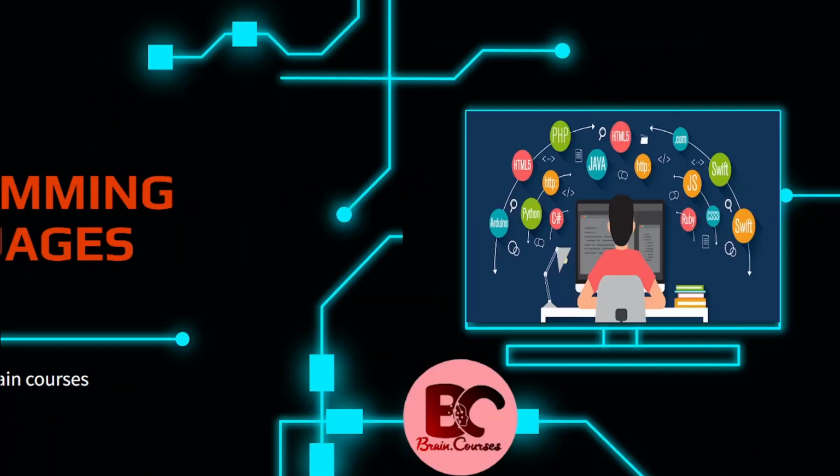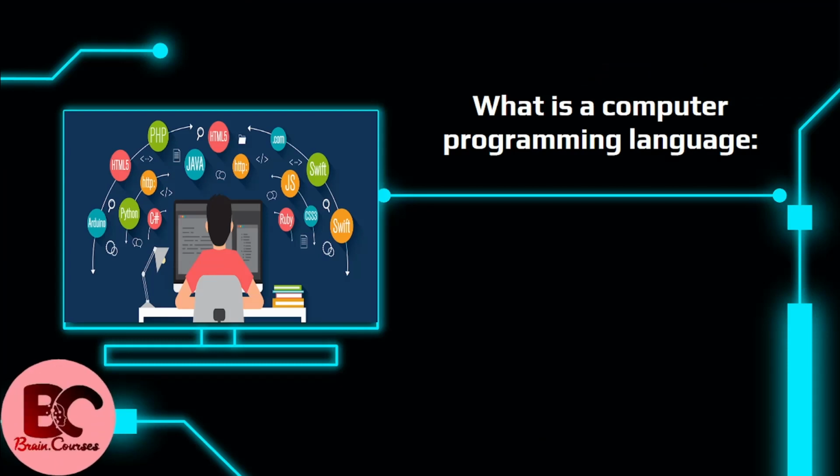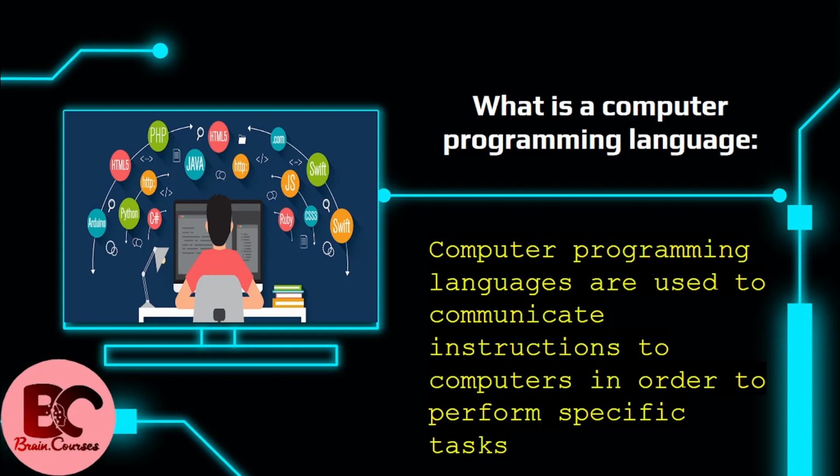Okay, let's dive into it. First, we're going to be talking about what a computer programming language is. What is a computer programming language? A computer programming language is used to communicate instructions to computers in order to perform specific tasks. In other words, a computer language is just a set of written instructions by a programmer to deliver instructions to the computer to perform and accomplish a specific task.